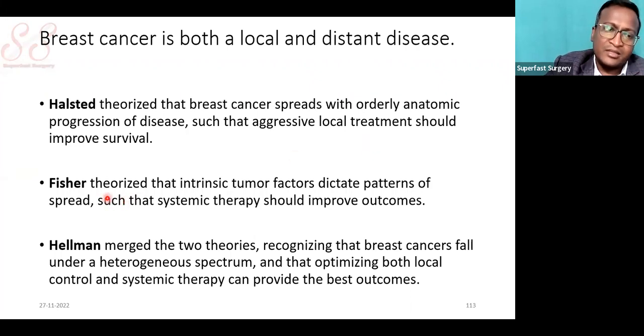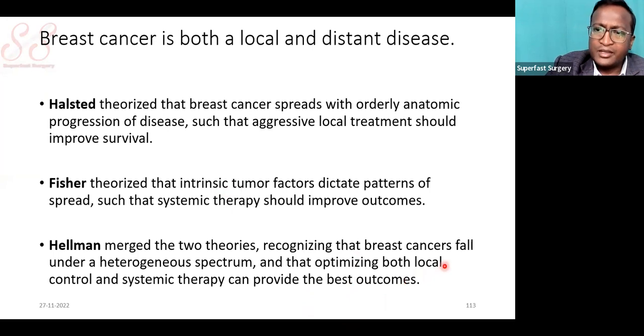But later, Fisher, the father of the NSABP trials, said that the tumor is both systemic and local at the same time, so we need to give systemic therapy. He introduced the role of systemic therapy. Fisher said that intrinsic tumor factors dictate the patterns of spread, such that systemic therapy should improve outcome. Today, we follow the Hellman concept, which merged both concepts and said that breast cancer falls under a heterogeneous spectrum, and optimizing both local control and systemic therapy is required, meaning the tumor is both local and systemic at 1 centimeter or at the beginning of tumor formation.